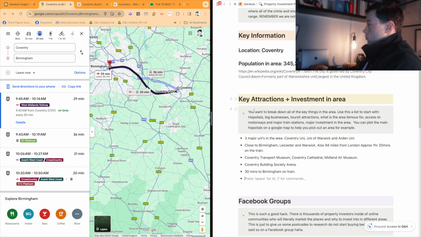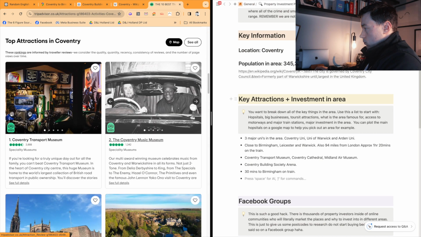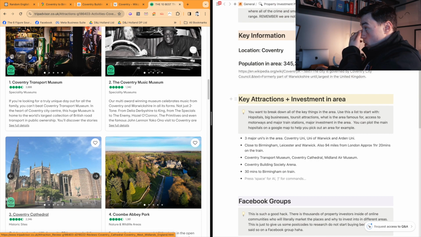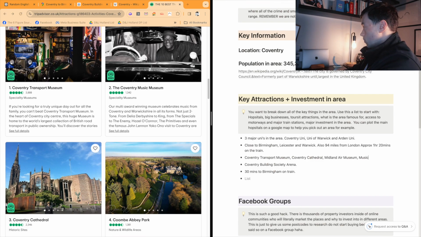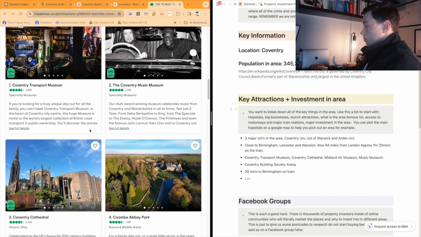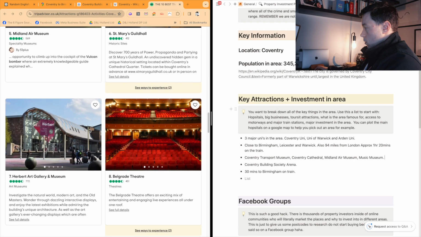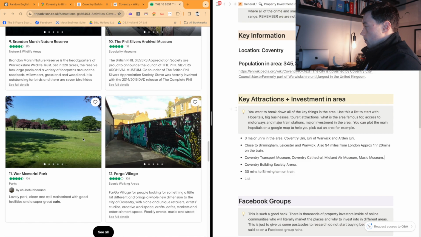Okay, so what else? So yeah, you might get a lot of people who are touring the country, going to cathedrals to do performances and choirs and stuff like that. We've got another museum, a music museum. Some galleries, some theatres, general stuff that are in most cities.